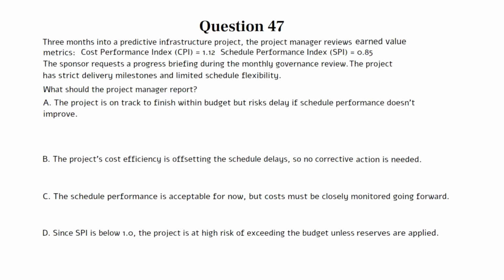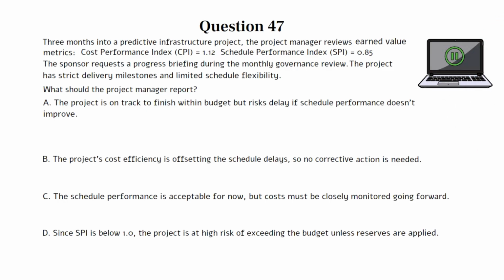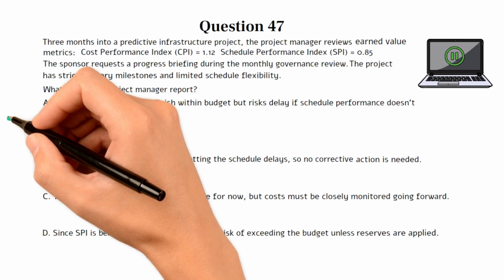A. The project is on track to finish within budget but risks delay if schedule performance doesn't improve. B. The project's cost efficiency is offsetting the schedule delays, so no corrective action is needed. C. The schedule performance is acceptable for now, but costs must be closely monitored going forward. D. Since SPI is below 1, the project is at high risk of exceeding the budget unless reserves are applied. You can pause the video here if you need more time to work on the question. The correct answer is A.